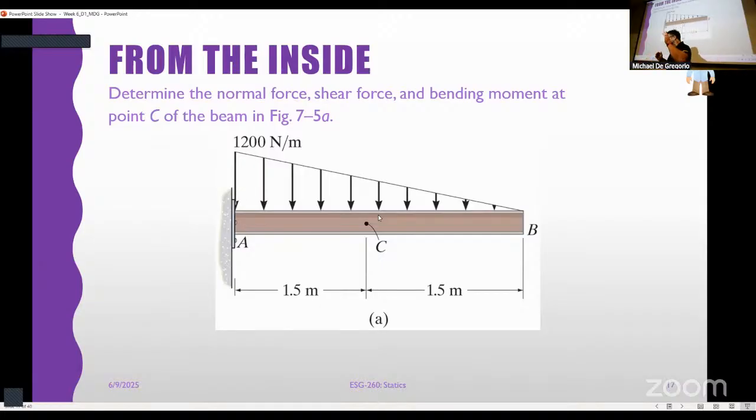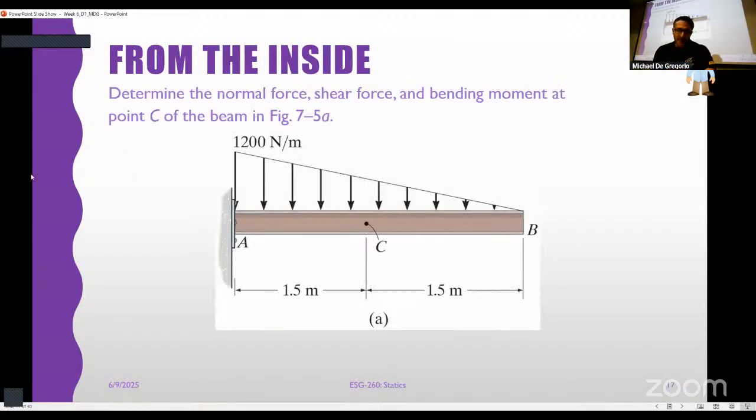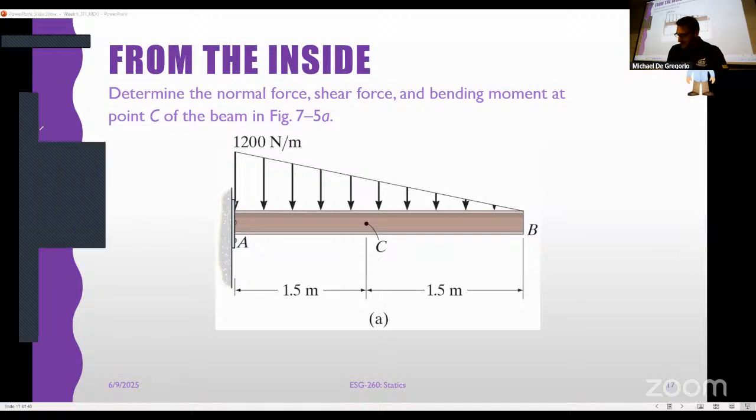Let me ask you this. If I was to ask you to do this problem, which side would you use? The left half FBD or the right half FBD? All right. Why the right? That's true. You don't have to worry about any of the reaction forces. And you get the added bonus of this, which I'm going to show you right now.